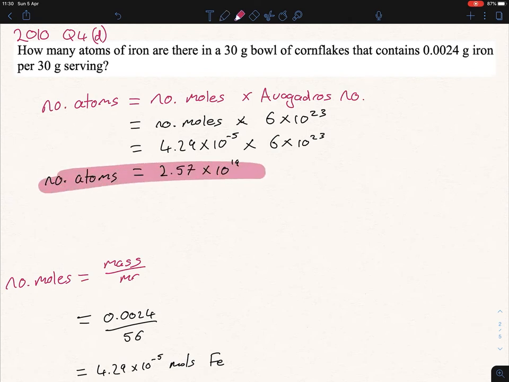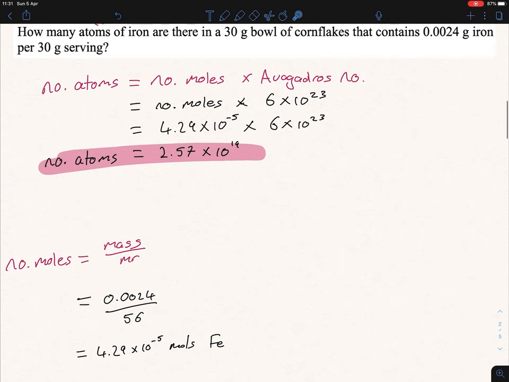Again, start off as we normally do: write out the formula that we need, and you'll figure out that we need to find the number of moles. When you're reading this, yes, you've got a 30 gram bowl of cornflakes, but within that you're told that there's 0.0024 grams of iron per 30 grams. So that's how much iron was present in the 30 gram serving of cornflakes. You just have to be careful there to realize that you're not dealing with 30 grams of iron. That wouldn't make sense if that was in your cereal.